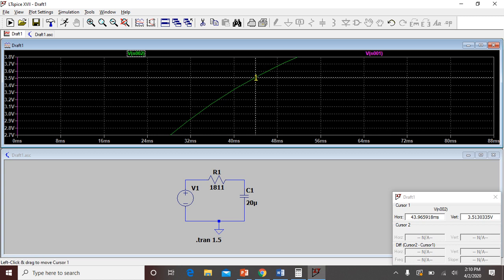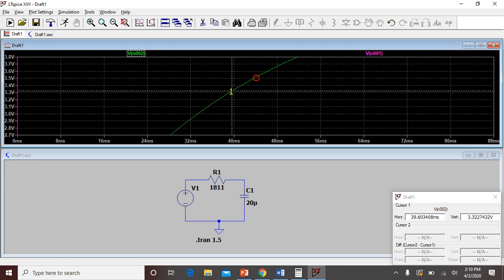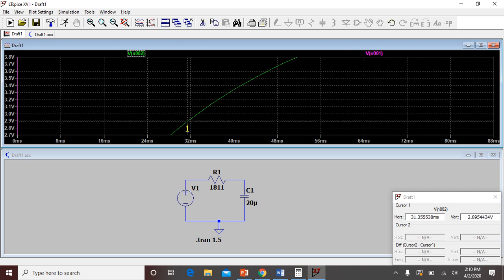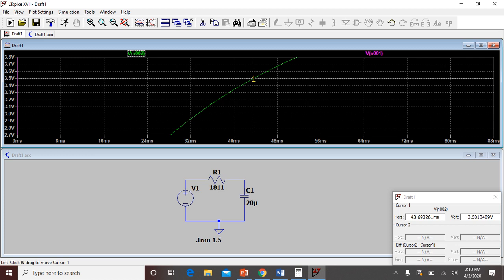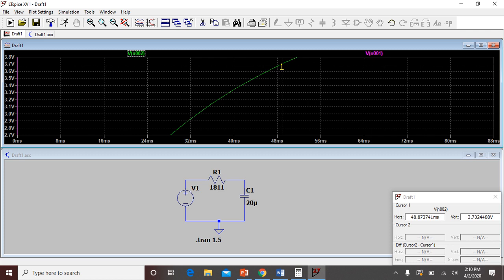This cursor will move on this waveform. You can see that I'm dragging it along the waveform. Once I leave it and move my mouse over here, the sign has changed, where it is written first, since the cursor was first. Now I will click the mouse and drag my cursor along this waveform.